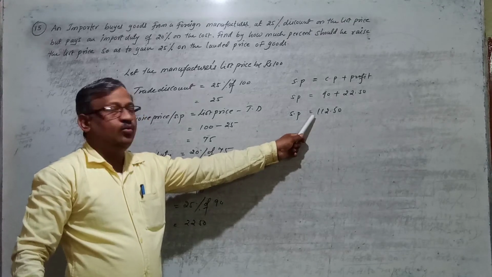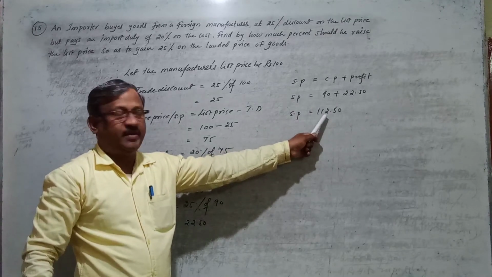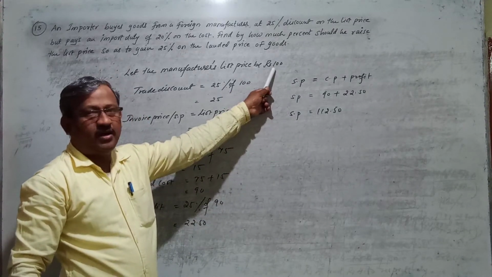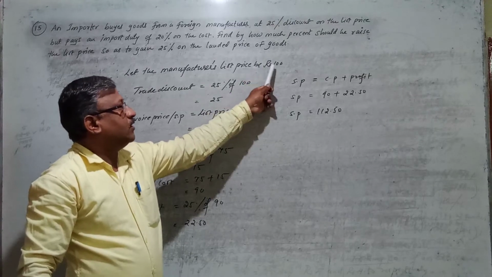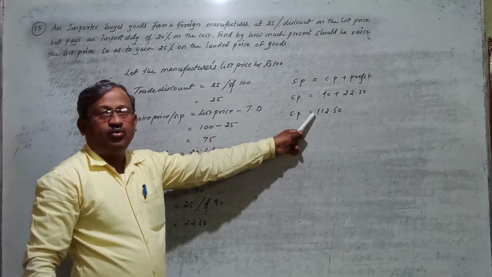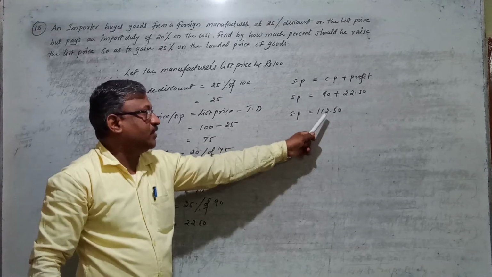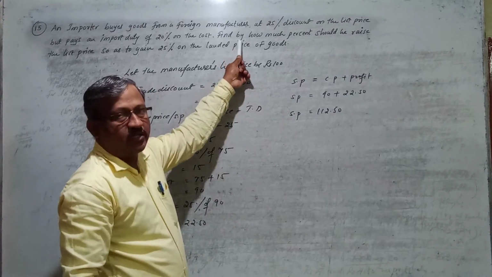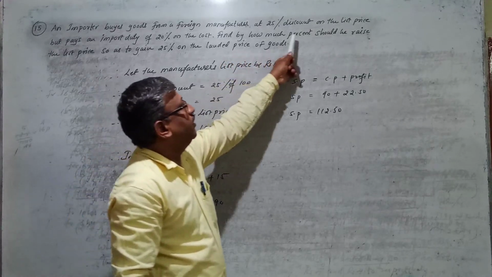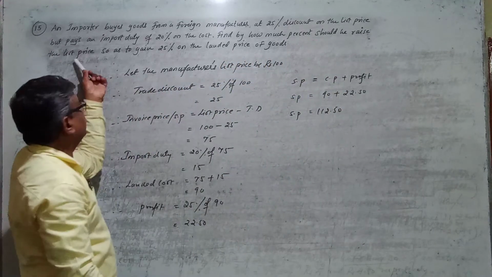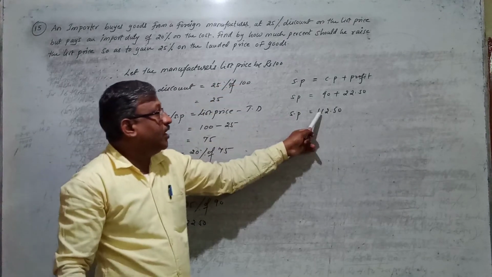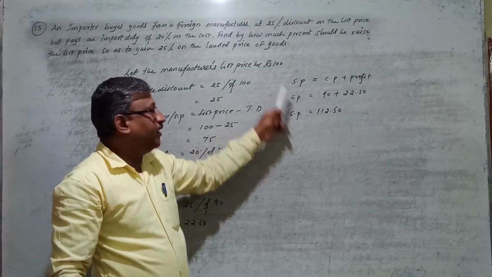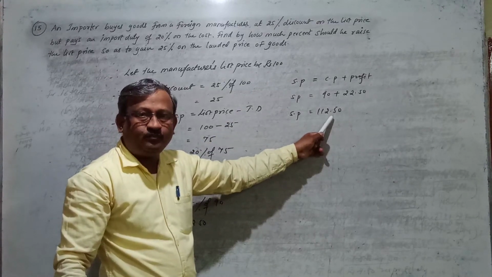So the importer will have to sell his goods at 112 rupees 50 paise, which is more than the manufacturer's list price, because the manufacturer's list price is 100 rupees, right? And the importer's selling price is coming to 112 rupees 50 paise, which is more than the manufacturer's list price. That is what the question asked here: find by how much percent he should raise the list price. Here the manufacturer's list price we have to increase by how much? By 12 rupees 50 paise.